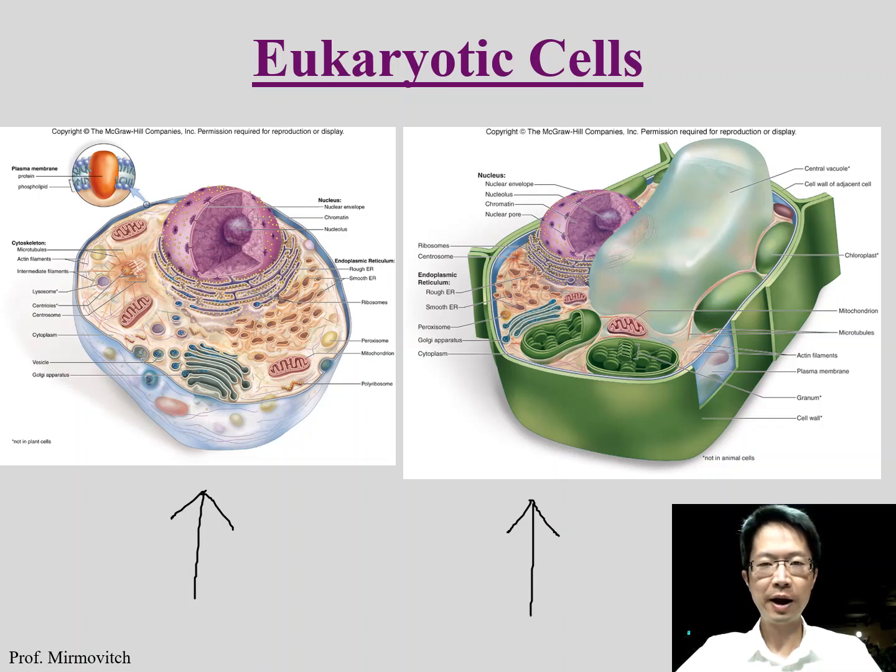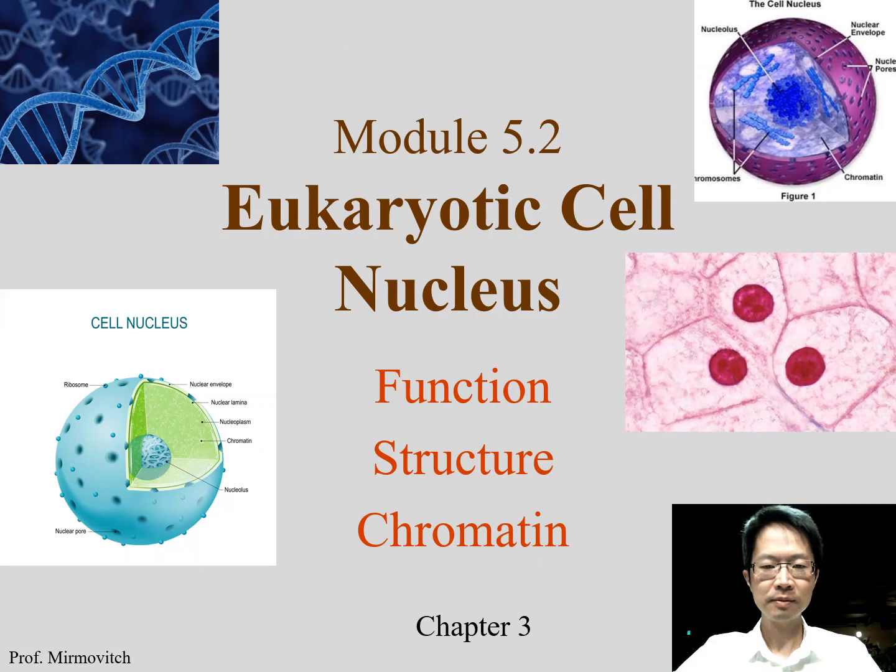We call it eukaryotic. Eu means true. Karyo means nucleus. So both animal cells and plant cells have a true nucleus. So that's what we are focusing on today. We will focus on the nucleus of the cell.